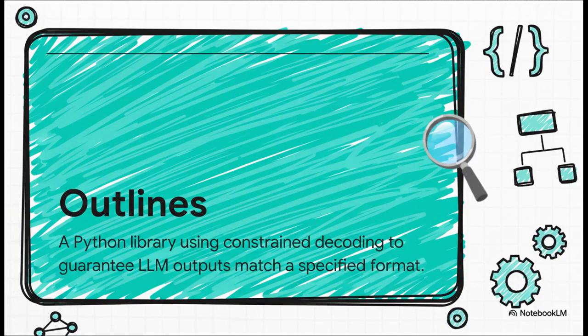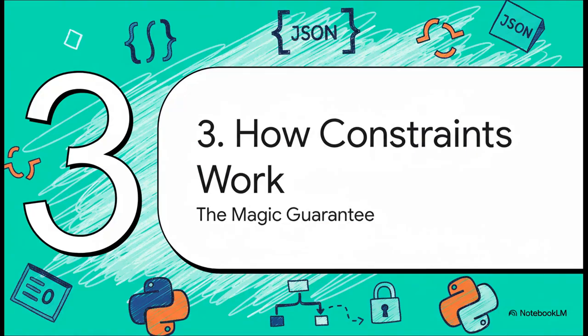Well, Outlines is a Python library, and it has one core mission: to guarantee, and I mean guarantee, that the text an AI generates perfectly matches a format that you define. Whether that's a super complex JSON schema, a simple regular expression for an email address, or even a custom grammar you invent yourself, Outlines makes sure the output is always valid. No exceptions.